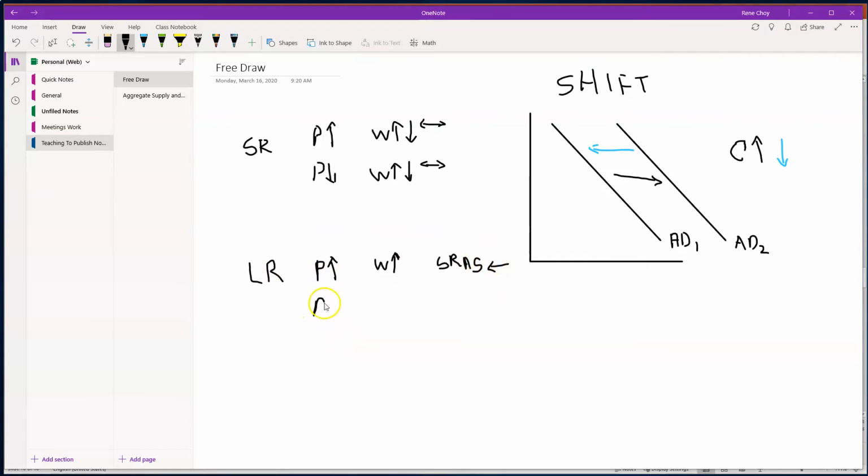Now, if the opposite is true, if prices are declining in the short run, then once you go into the long run, wages will follow in the same direction, and then your short-run aggregate supply will shift to the right. So basically, again, in the short run, you have prices not directly related to wages. And in the long run, you have a direct relationship between prices and wages.